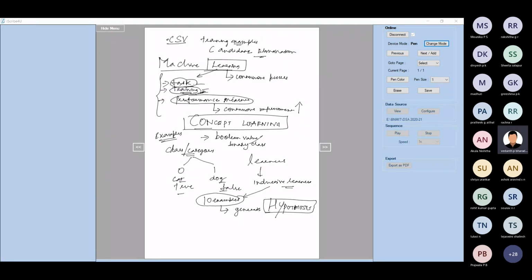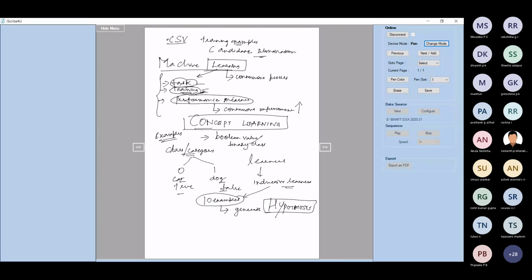It's a kind of assumption, right? It's a kind of thing that we have deduced from the given set of examples. Now, this could be right, this could be wrong. We don't know. This is a theory, right? It could be absolutely right or it could be absolutely wrong. We don't know. So the idea is, based on these training examples, we generate a hypothesis.